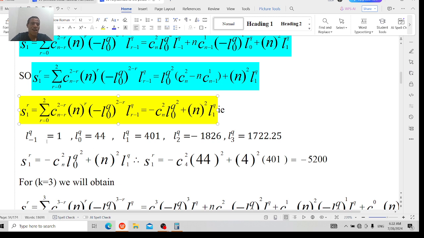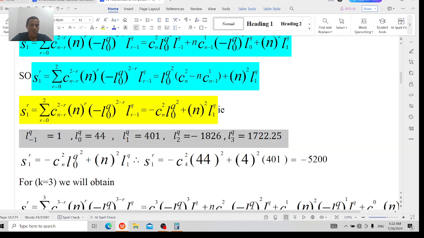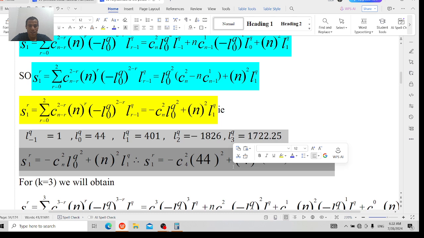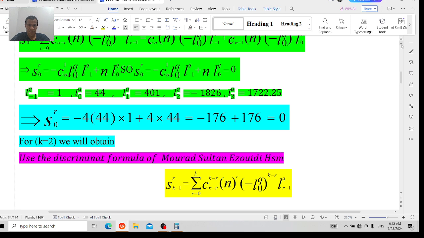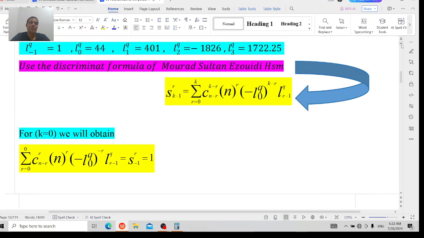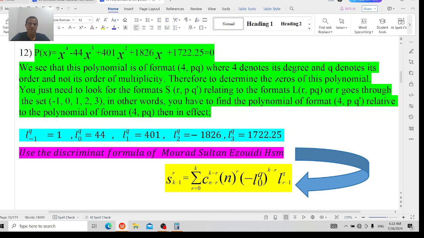Now just substitution. I will substitute L0 with its value and L1 with its value. You can see that it will be combination 4 choose 2. Why? Because n is 4, the highest power of this polynomial is 4. Times L0 to the q is 44 raised to the power 2 plus 4 squared times L1, which is 401. Let me check here. Yes, 401.